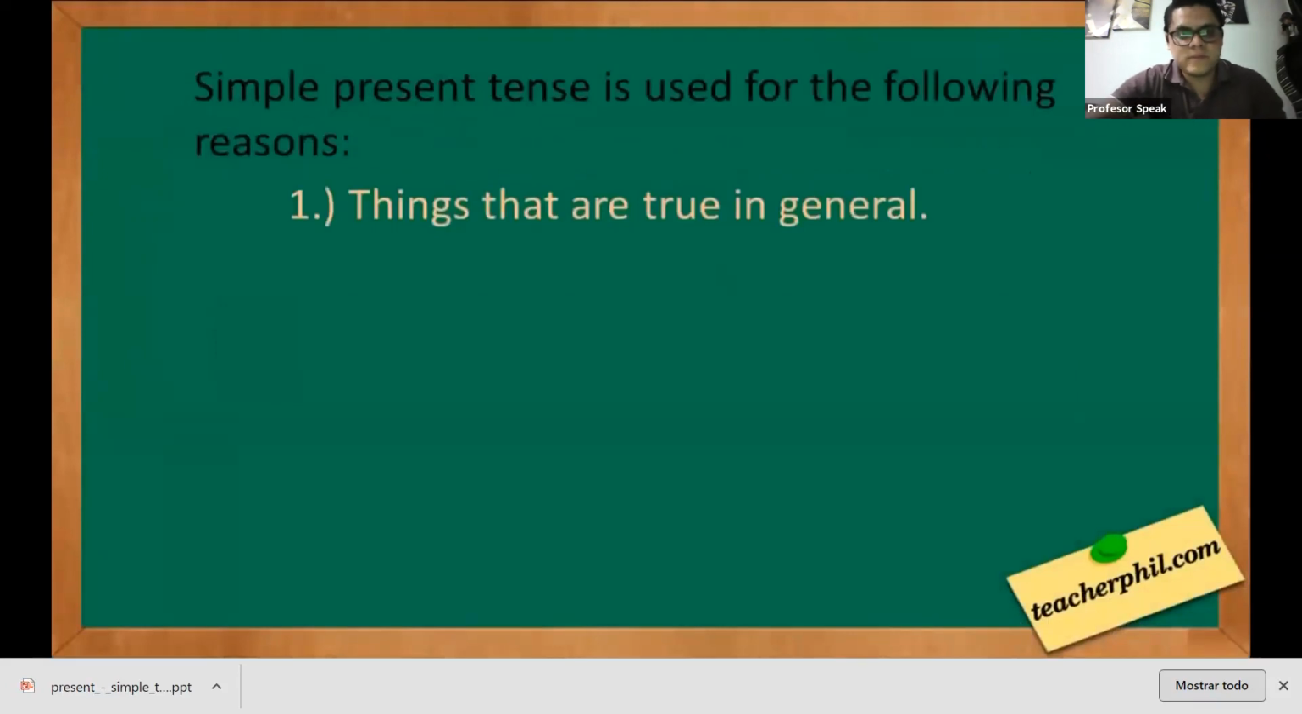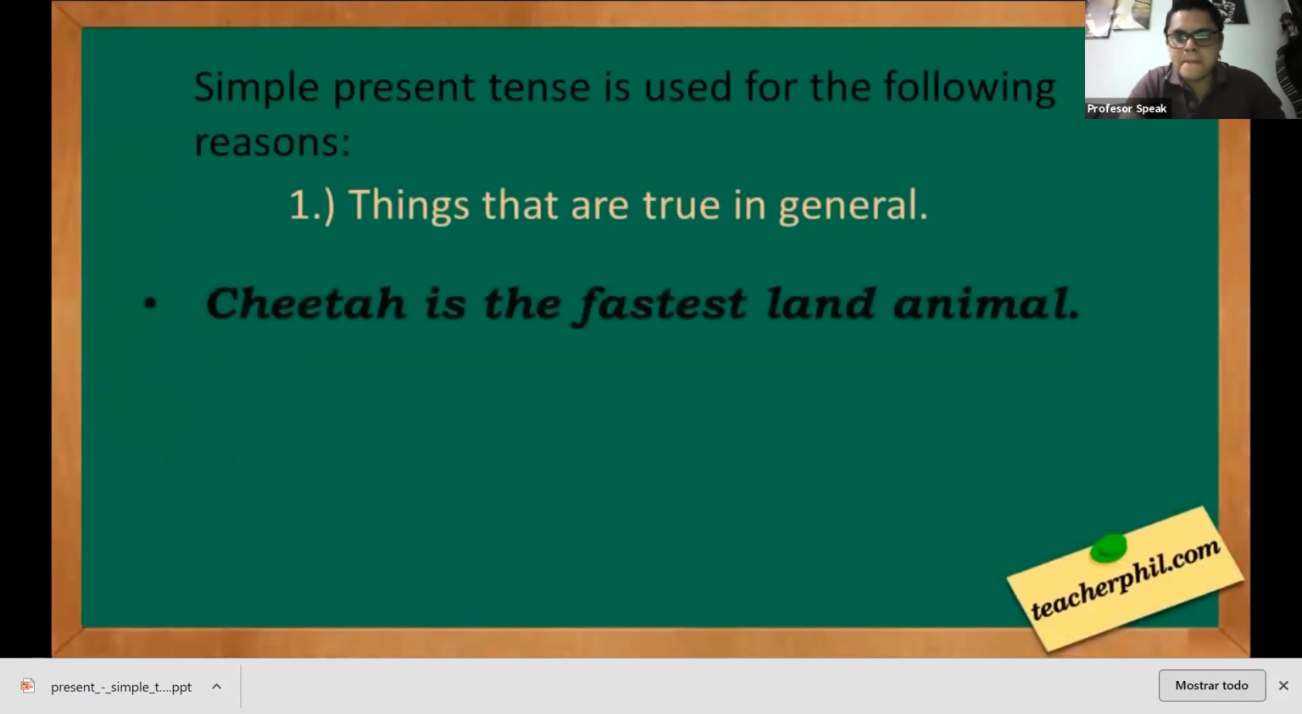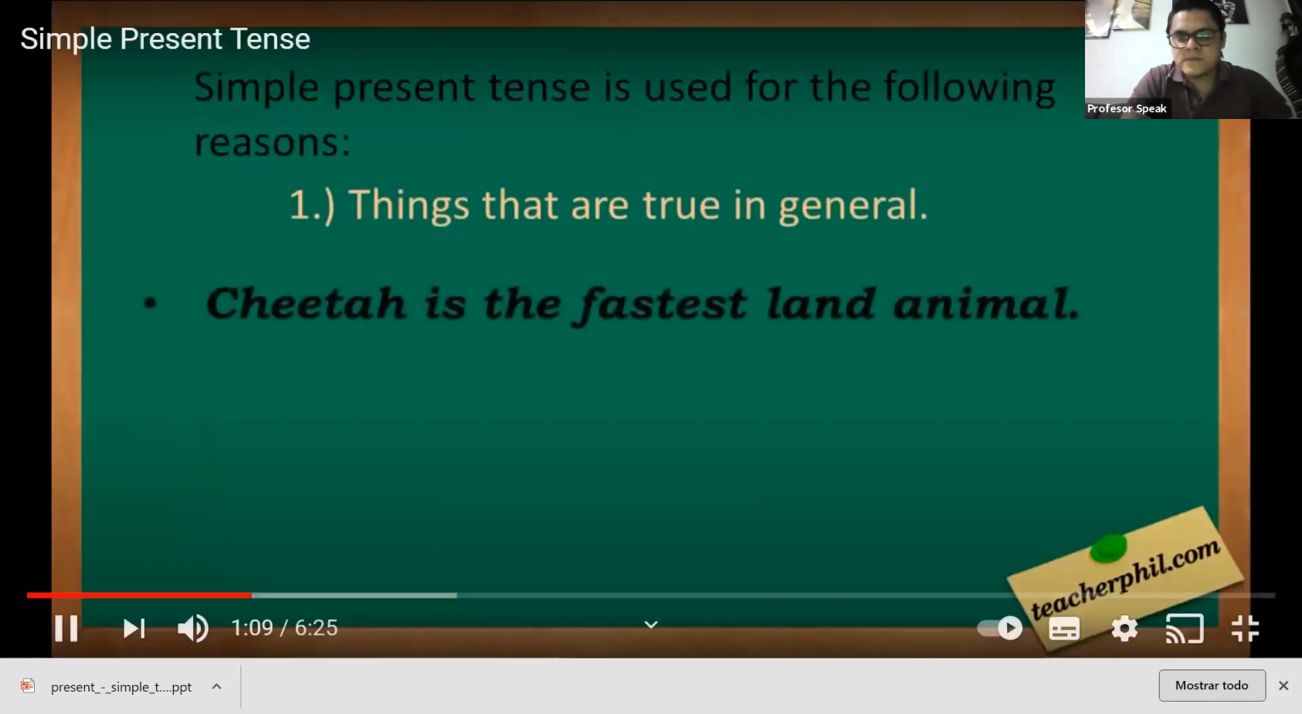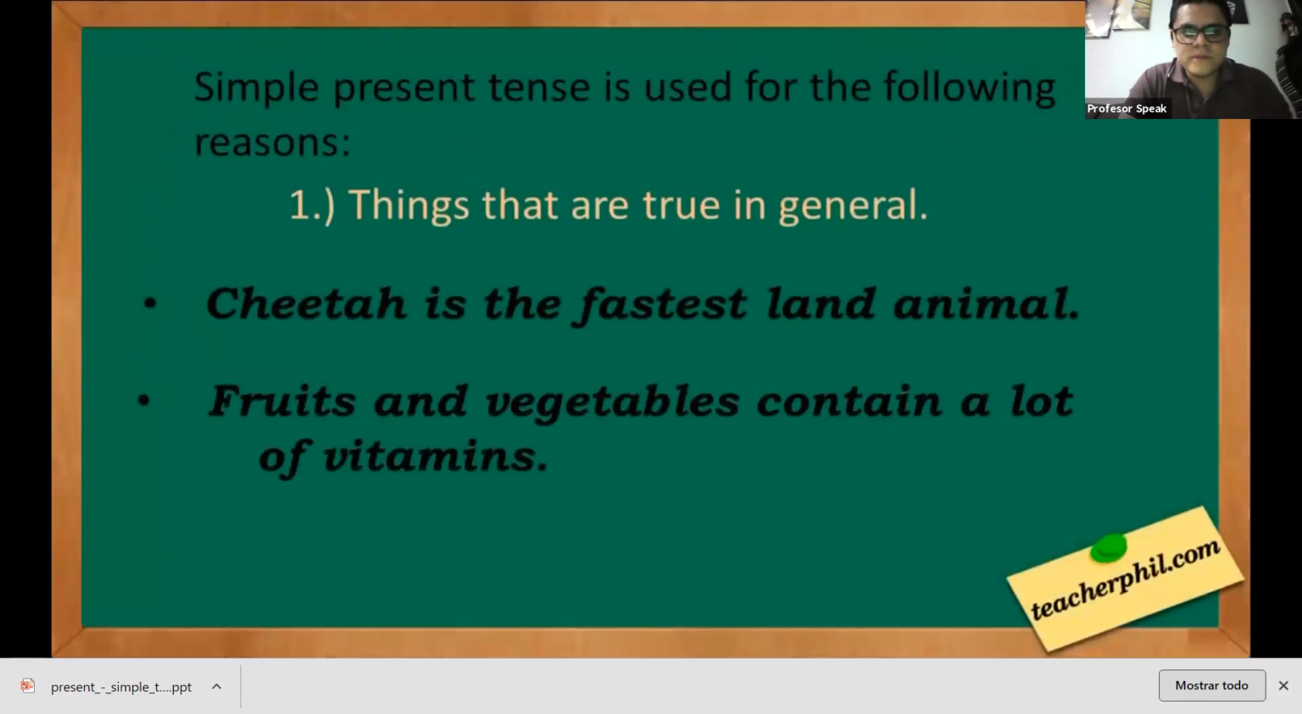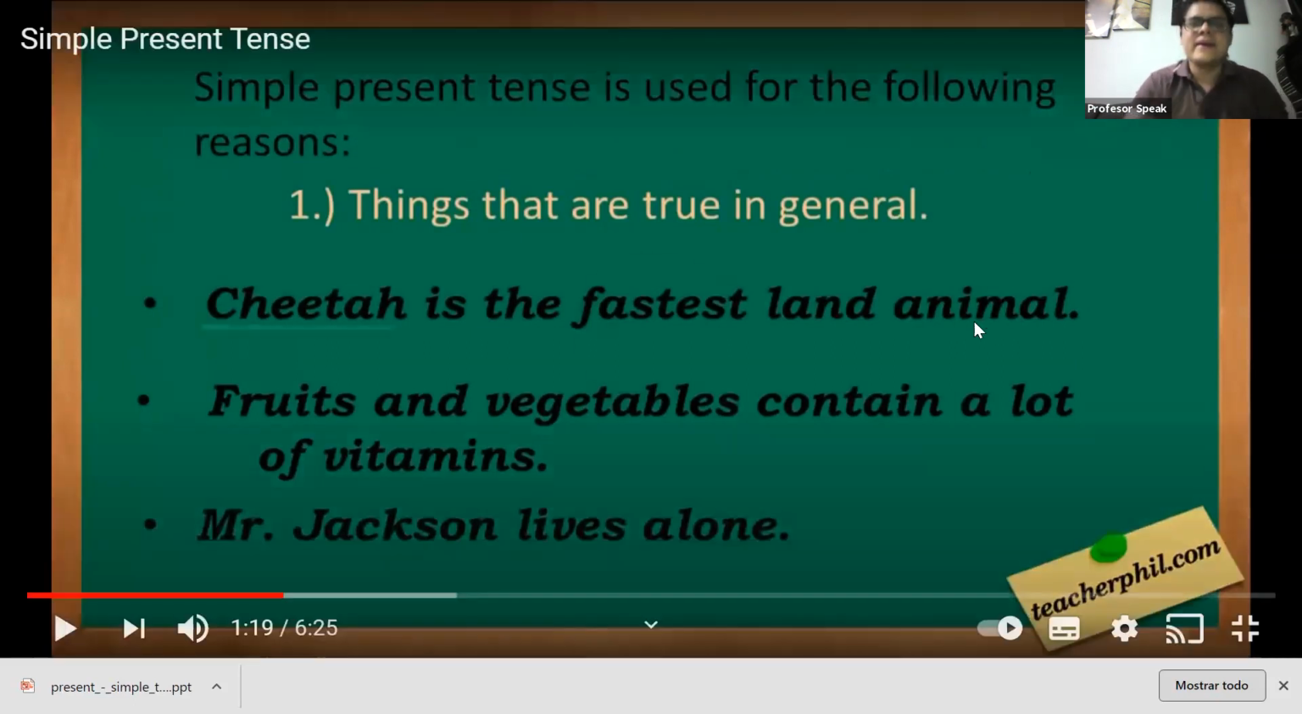Simple present tense is used for the following reasons. Number 1, for things that are true in general. Examples: Cheetah is the fastest land animal. Fruits and vegetables contain a lot of vitamins. Mr. Jackson lives alone. Okay, this is the first function, the first reason to use simple present. When do we use the simple present?